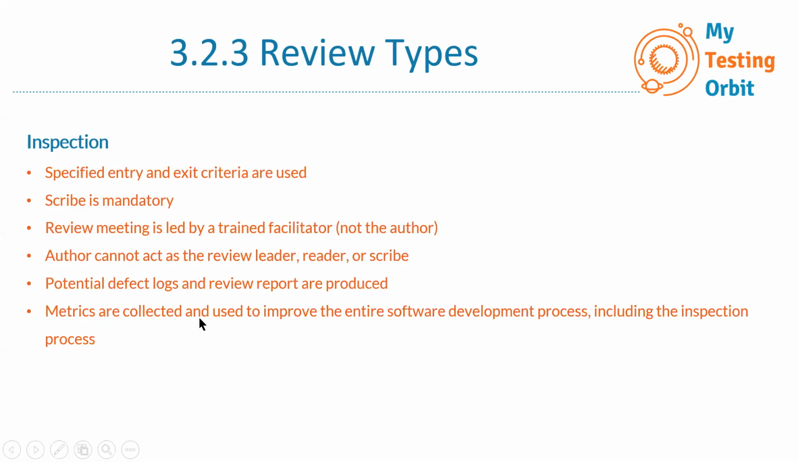Metrics are collected and used to improve the entire software development process, including the inspection process. Because this is more of a formal review process, we are collecting metrics, and then we are using those metrics to improve the software development process, and not only that process, but also the inspection process as well, because maybe the way the inspection has been done, there might be some gaps identified, and next time that process itself can be improved.